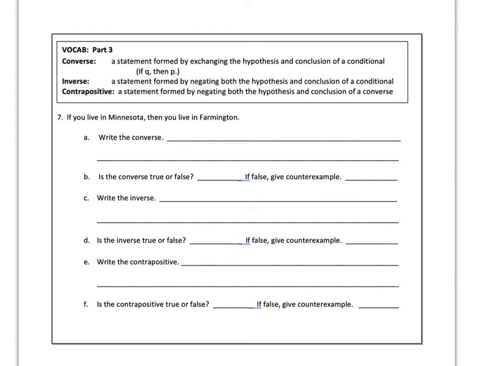So instead of if you live in Minnesota, we would say if you live in Farmington, then you live in Minnesota. So instead of if you live in Minnesota, then you live in Farmington, we took the if and the then and we flopped them around. If you live in Farmington, then you live in Minnesota. Do you think this converse is true or false?